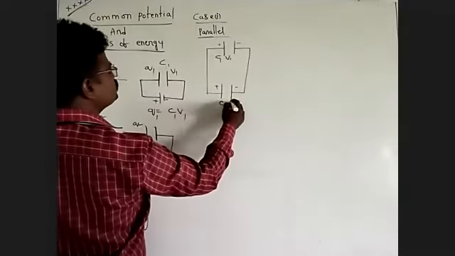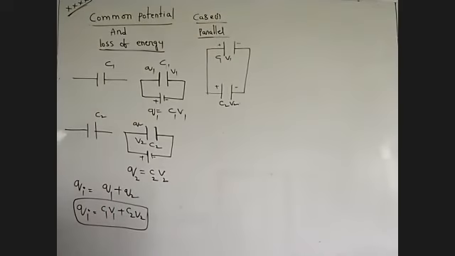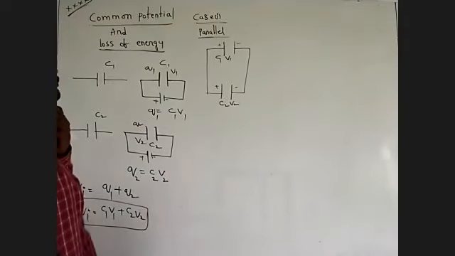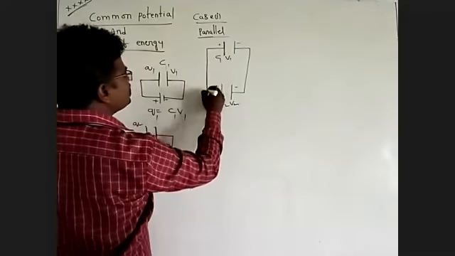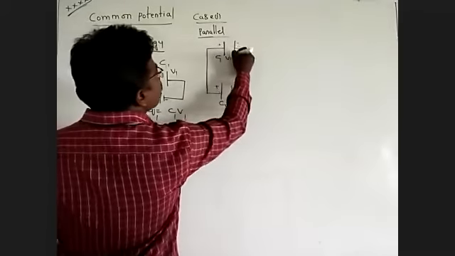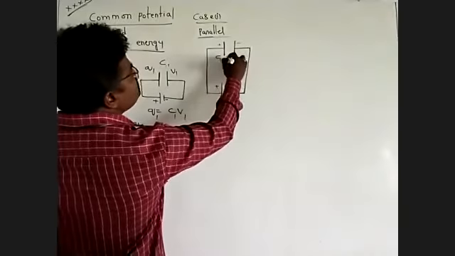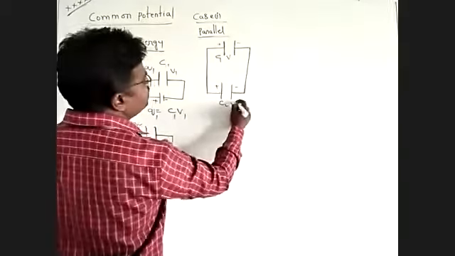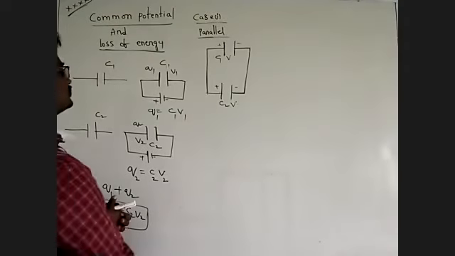This is C2 V2. Now this is a common terminal. The positive terminal is connected to the positive terminal, and the negative terminal is connected to the negative terminal. The potential here is V, and this is also V potential. We have the same potential V.